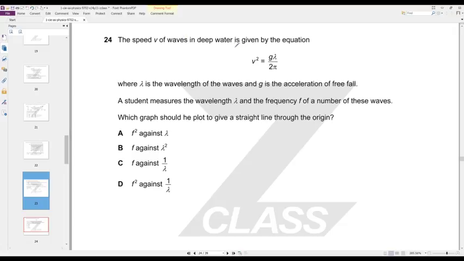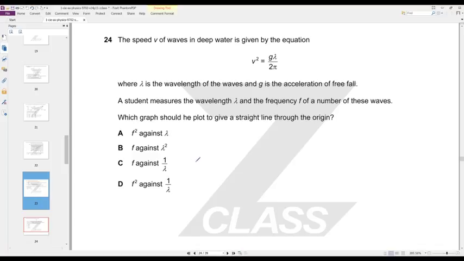Okay, the speed v of waves in deep water is given by the equation. So actually this is an experimental question more than anything. You will come across this more in your experimental paper. Essentially, in an experiment, you always try to plot a straight line graph. Lambda is the wavelength of the waves, g is the acceleration of free fall. What graph will give a straight line through the origin?